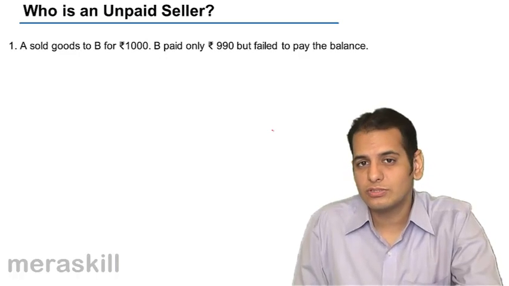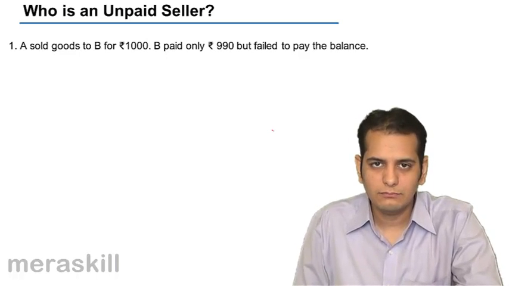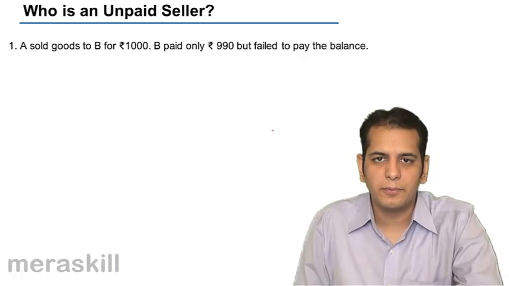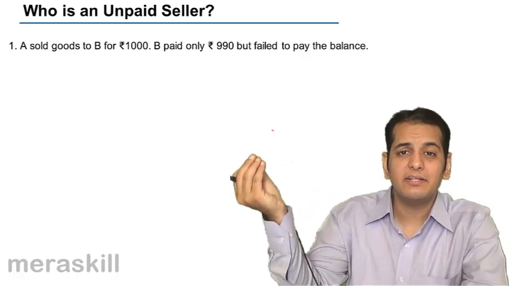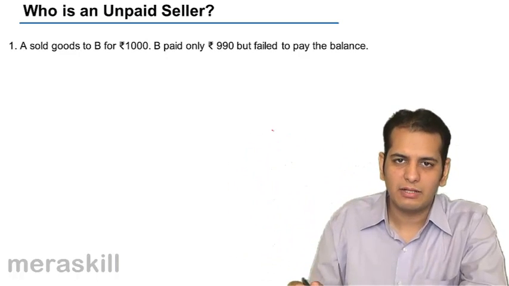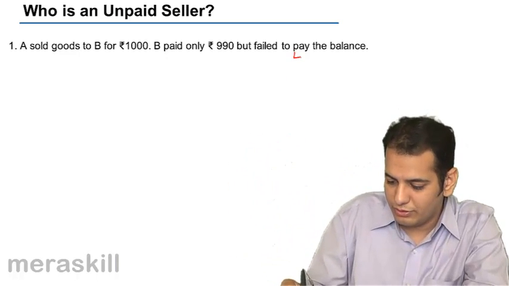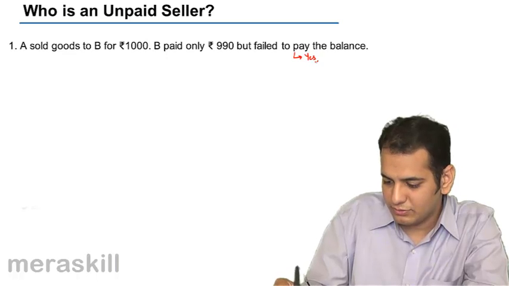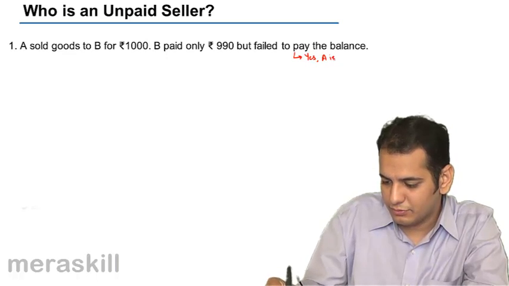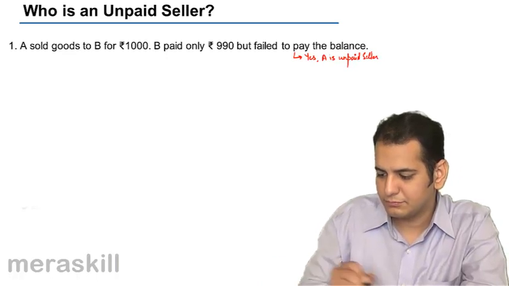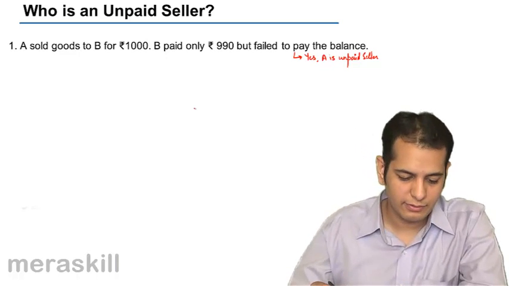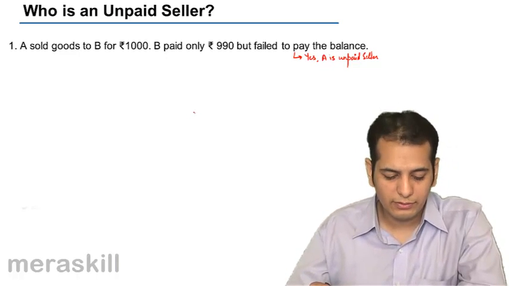It is still balance. Here A was to receive it, but B does not pay. So now, even though there is only 10 rupees, 990 has been paid, A will become an unpaid seller. So here the answer would be yes, A is an unpaid seller. Okay, let's go to the next question.